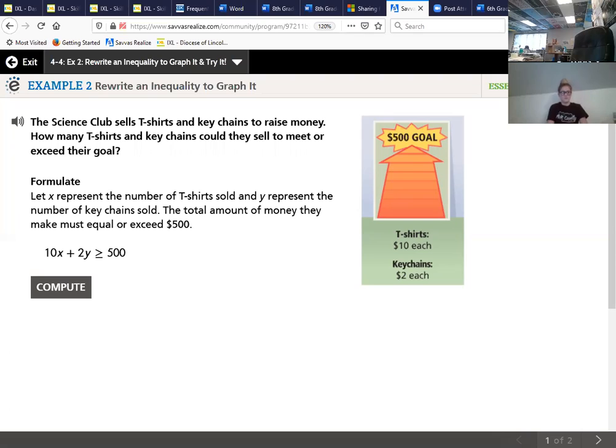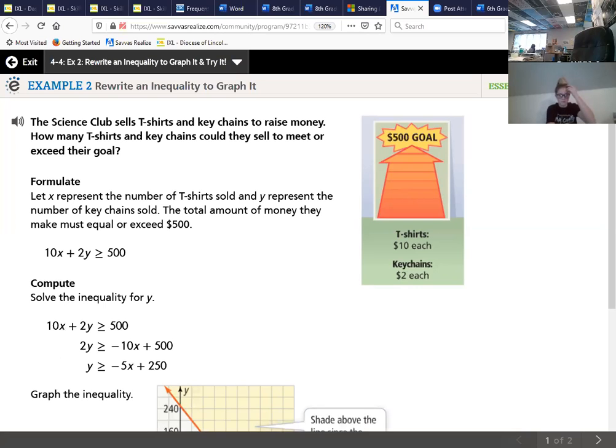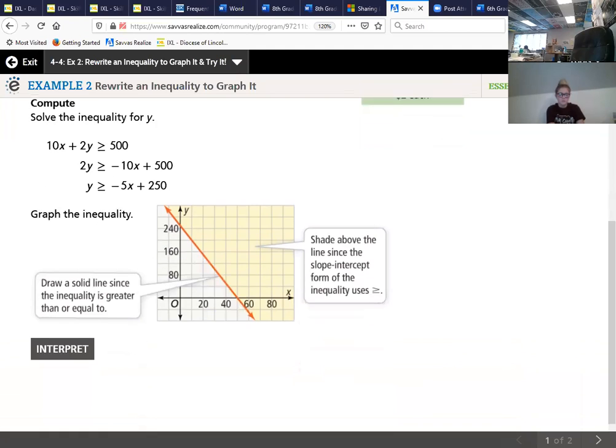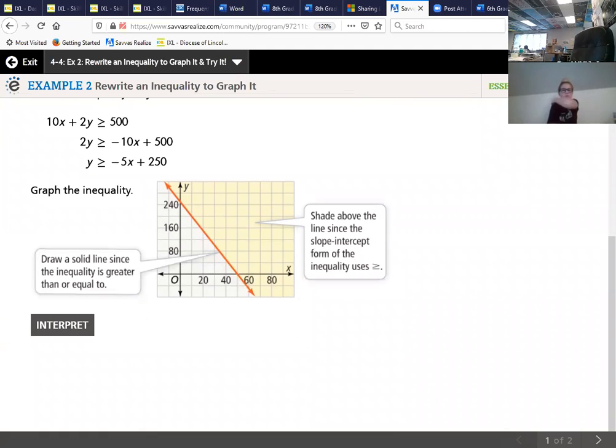Okay. Is this written with y by itself? No, y is not by itself. So we need to rewrite it so y is by itself. So we just solve for y. We pretend that inequality is an equal sign and solve it in the same manner. So they started by subtracting 10x from both sides and then dividing by 2. When they finished that, they got y is greater than or equal to negative 5x plus 250.